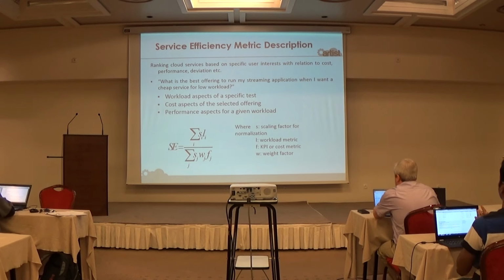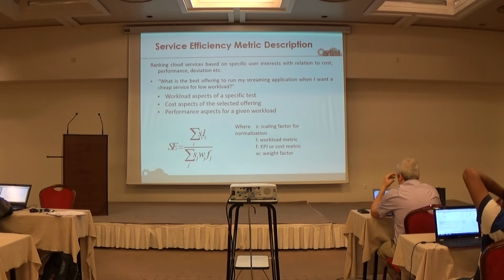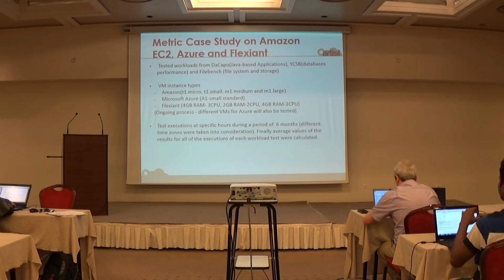Well, in order to express in a better way the performance ability of cloud environments, we have implemented a metric which is called service efficiency. By using this metric, we can rank cloud services, and this ranking is based on specific user preferences, such as cost, performance, or deviation. Well, and by using this metric, we can answer a simple question. For example, if a user has a streaming application and he wants a cheap service with a low workload, then he can have the answer by using this metric.